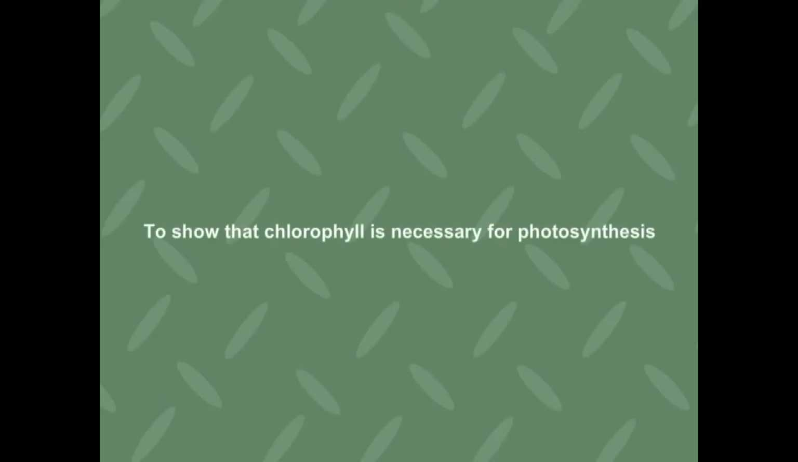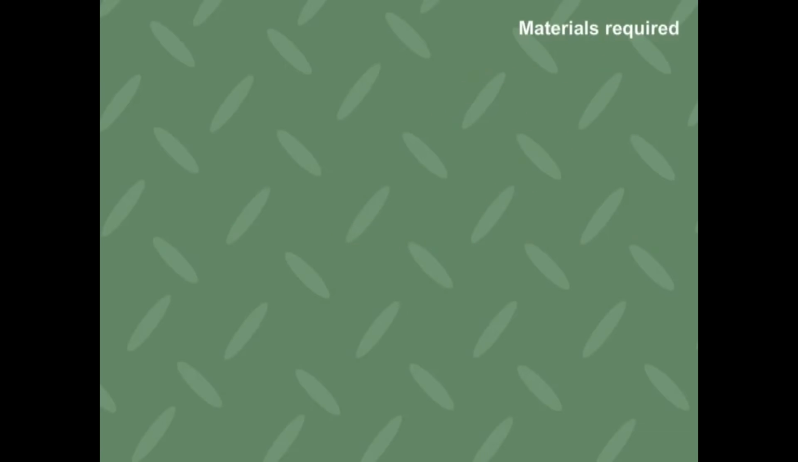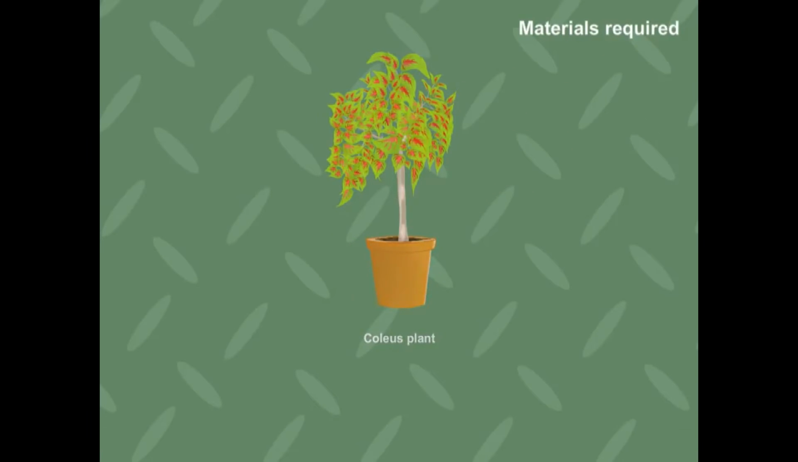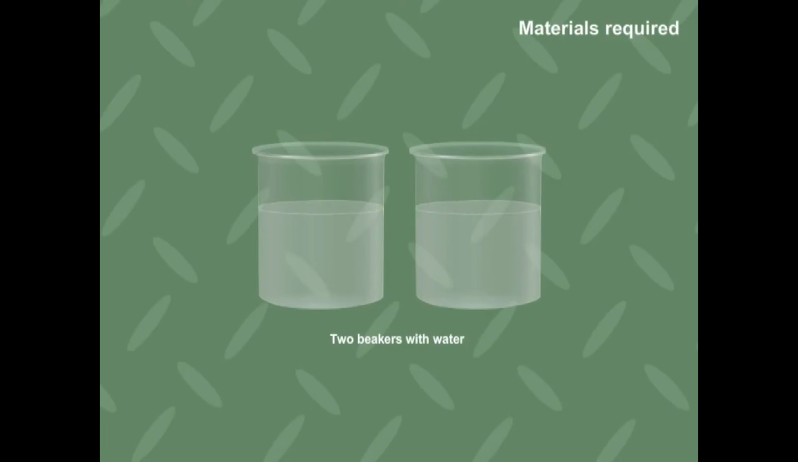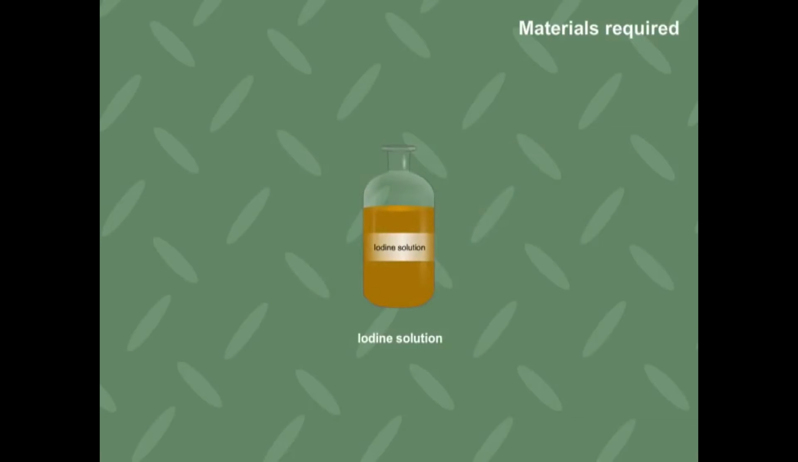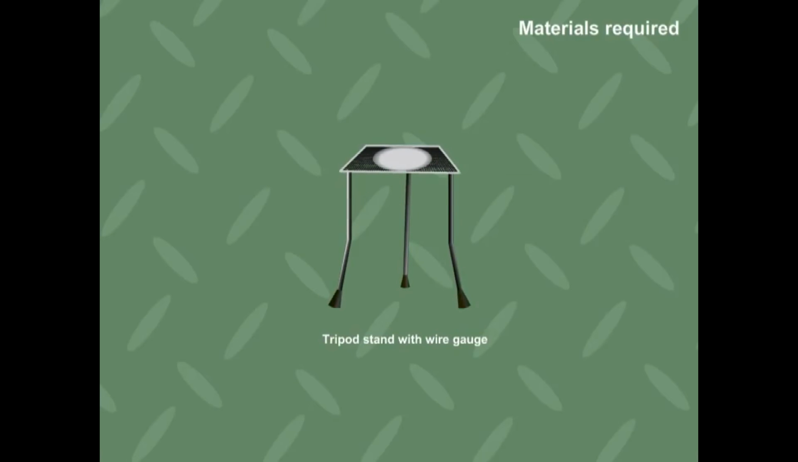Now let us do another activity to show that chlorophyll is necessary for the photosynthesis process. Materials required for this activity are a Coleus plant, watch glass, test tubes, 2 beakers with water, iodine solution, alcohol, white paper, Bunsen burner, tripod with wire gauze, and dropper.